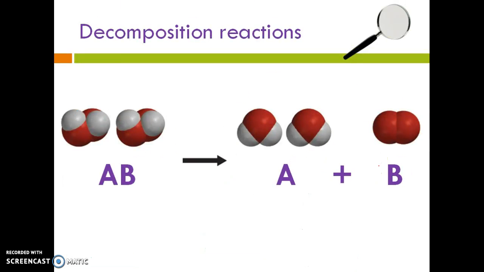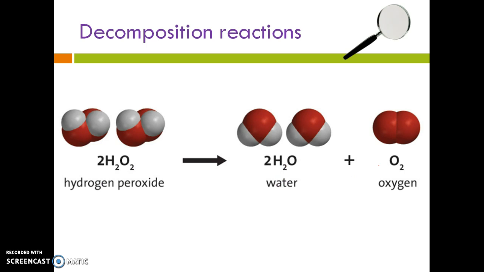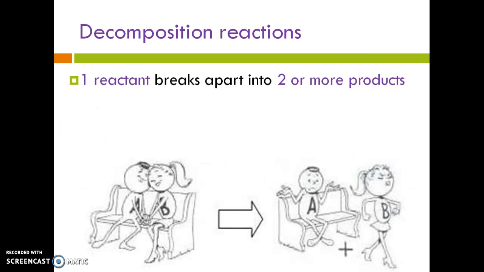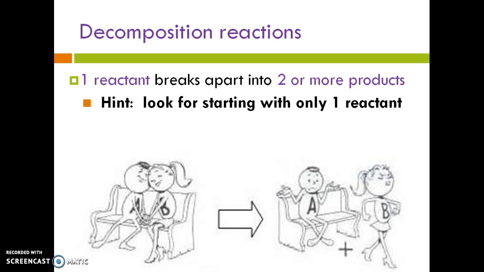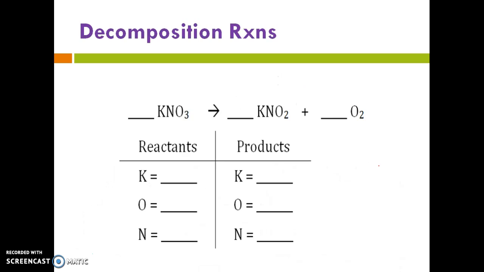That's the synthesis. Now let's look at the opposite of that, decomposition. Decomposition is merely taking one reactant and decomposing it into its different compounds. So hydrogen peroxide gets decomposed into water and oxygen. One reactant, 2 or more products. So let's look at balancing these decomposition equations.